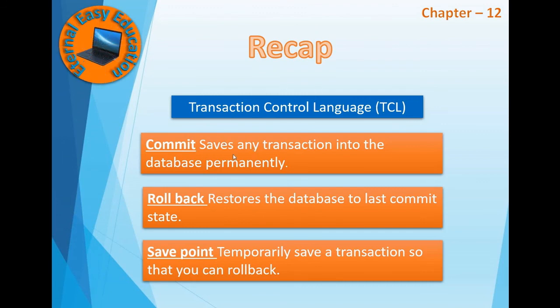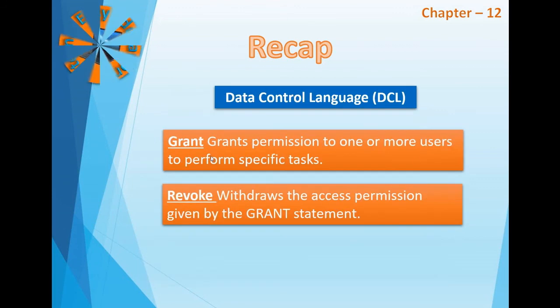We'll have a recap. Commit saves any transaction into the database permanently. Rollback restores the database to the last commit state. Savepoint temporarily saves a transaction so that you can roll back. Grant gives permission to one or more users. Revoke withdraws the access permission. So these are the commands of Data Control Language.